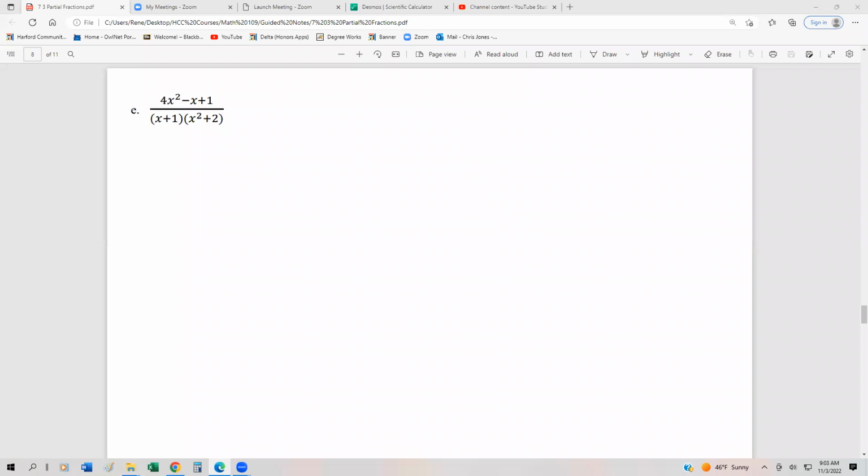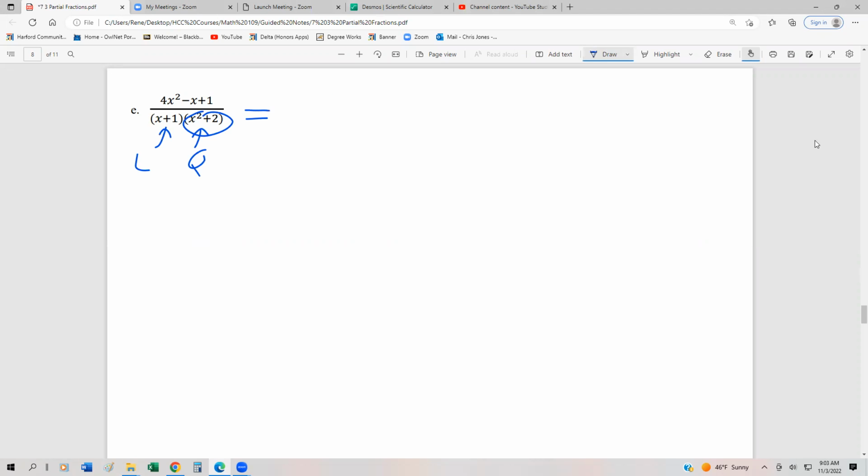A couple more examples of partial fraction decomposition. So this time we have (4x squared minus x plus 1) over (x plus 1)(x squared plus 2). Now, I want you to notice that this time we have one linear factor, but one quadratic factor. And this is a prime factor, okay? Because it can't be factored, we're going to have to set this up differently.